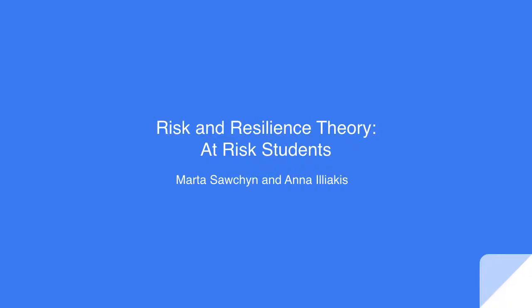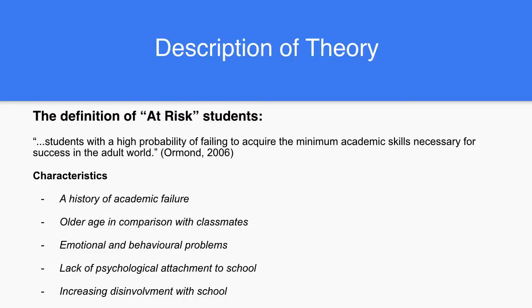And we'll be talking about risk and resilience theory, specifically about at-risk students. Ormond defines at-risk students as students with a high probability of failing to acquire the minimum academic skills necessary for success in the adult world. Some characteristics of at-risk students include a history of academic failure, older age in comparison with classmates, emotional and behavioral problems, lack of psychological attachment to school, and increasing disinvolvement with the school.